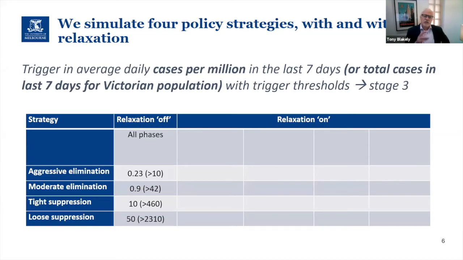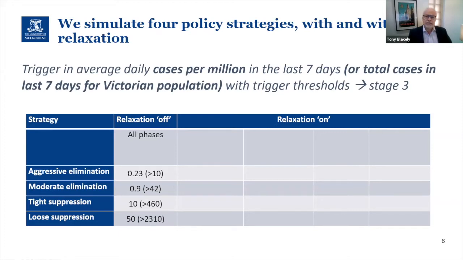So just to give you an idea of these relax, not relax triggers, there's a lot of triggers in the model. I'm just going to show you one, the important one, which is going into stage 3, which is when you sort of move out of community controls and into something that looks like a lockdown. And you can see here, we've got the numbers. That's 0.23 cases per million. So it's a very aggressive threshold before you go to stage 3. But for loose suppression, you'll be waiting for 50 per million in the last 7 days, average daily case, or 2,310 across all of Victoria in the last 7 days.